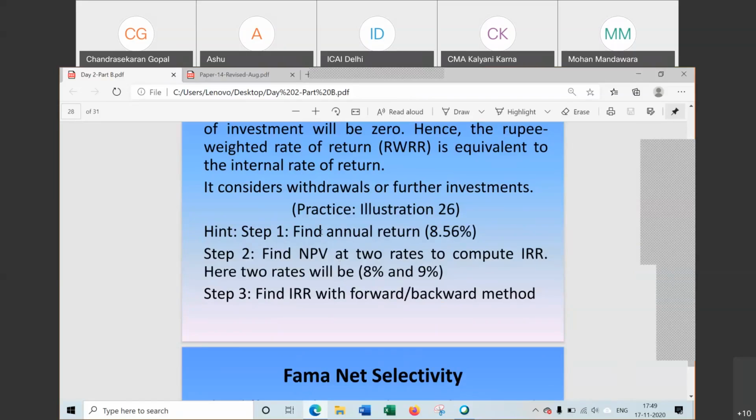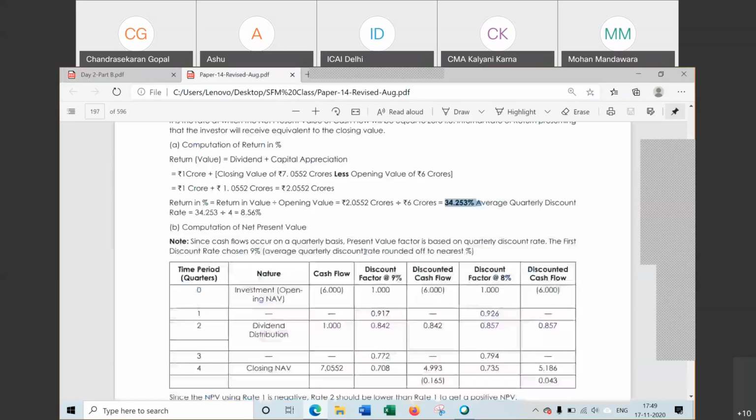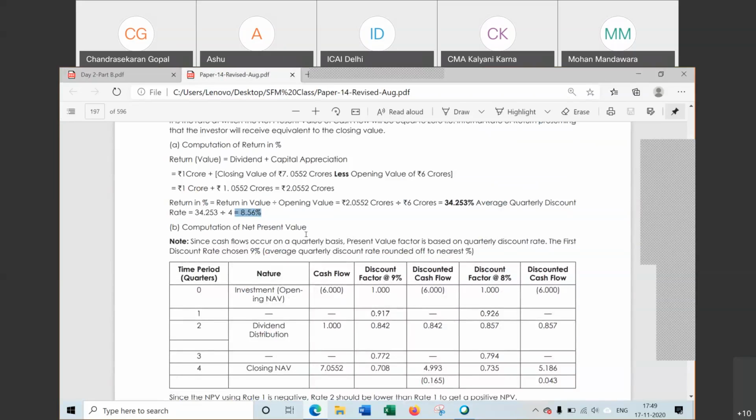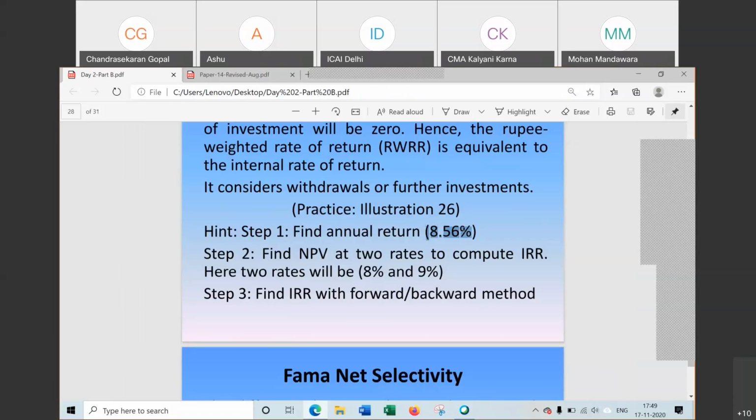So step 1, find annual return. Annual that is return for the holding period 8.56. ये आपका annual holding period return है. यहाँ पर 8.56 मैंने लिखा है. This is for one quarter. एक क्वार्टर के लिए आपने निकाला तो एक क्वार्टर का आपका रिटर्न आया 8.56. अगर एनुअल बेसिस पे होगा तो आप एनुअली लेंगे. So first step आप होल्डिंग पीरियड के अकॉर्डिंग रिटर्न निकालेंगे.